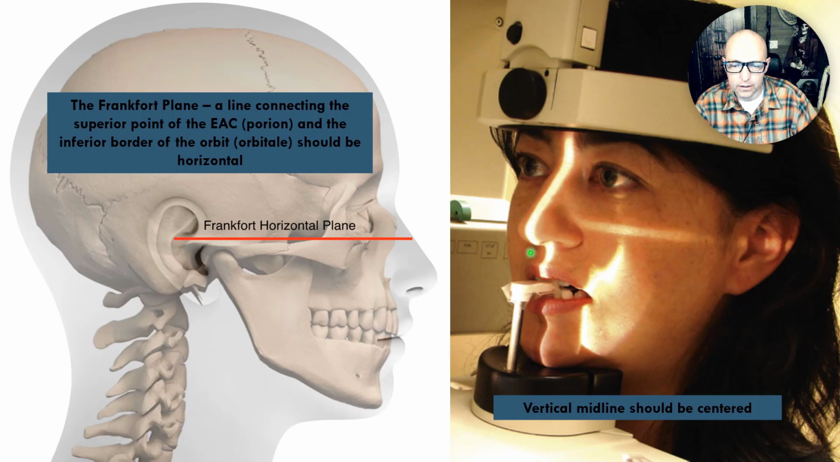Vertical midline centered, that one's easy. You have a canine line. In the Planmeca machines, which we have, that canine line should be lined up with the mesial of the canine. And you should look straight at the patient, make sure their head is straight. So make sure they're not rotated one way or the other. You have the little bars that hold the patient in place, which should make this easier.